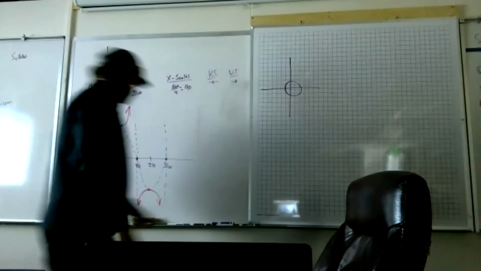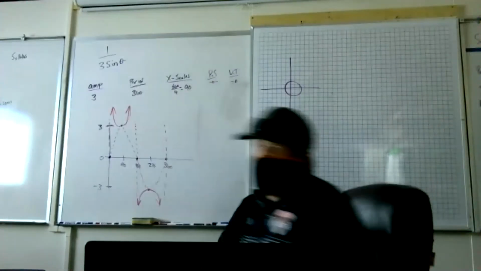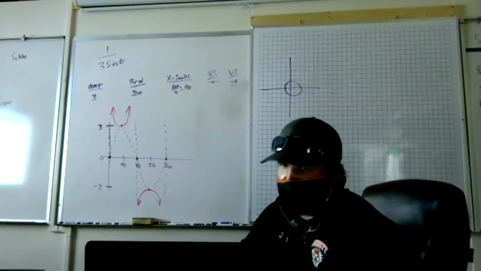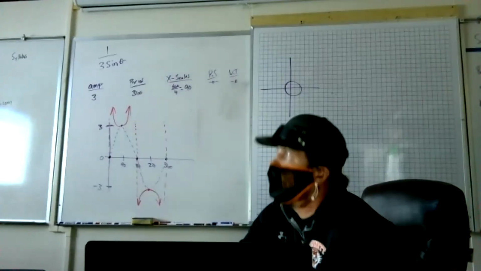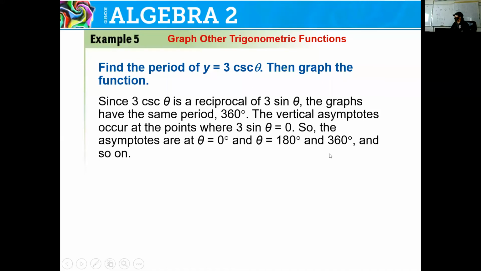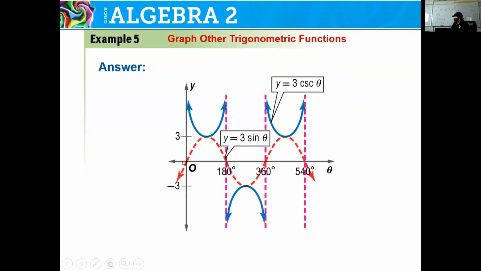Okay, the period did not change. The amplitude is 3. Okay, but that's the way you want to approach it. You graph sine and cosine, and then you graph secant and cosecant. Okay, so the amplitude of my sine function was 3. So that gave me my maximums or my minimums. You can see wherever there was an intercept on the sine function is now an asymptote for the cosecant function.